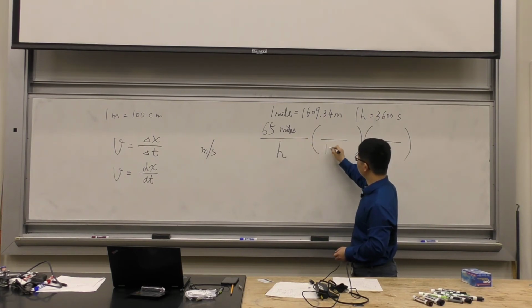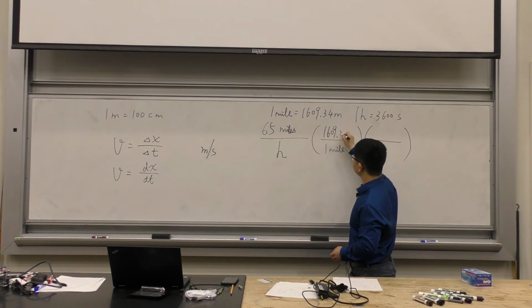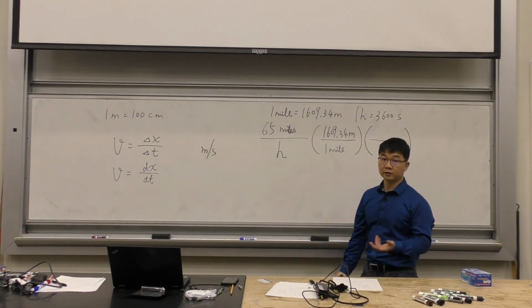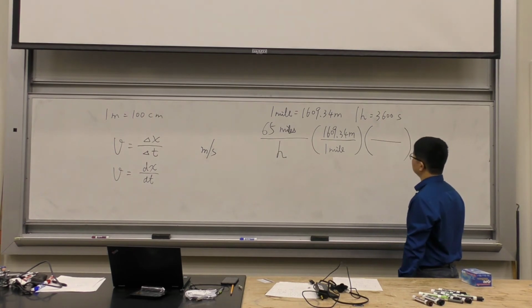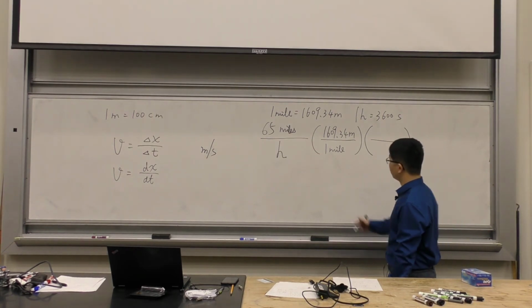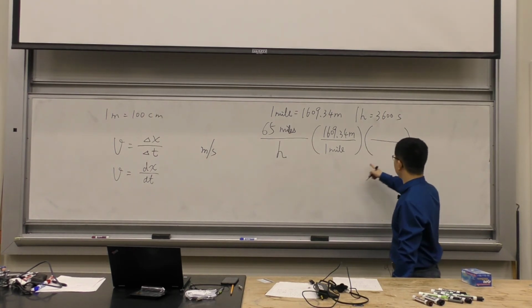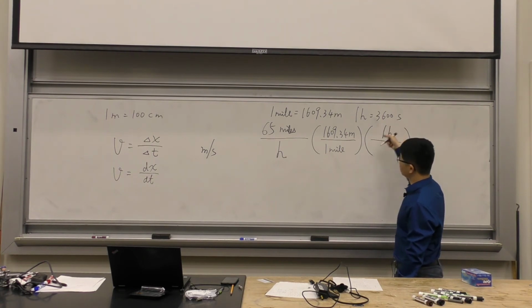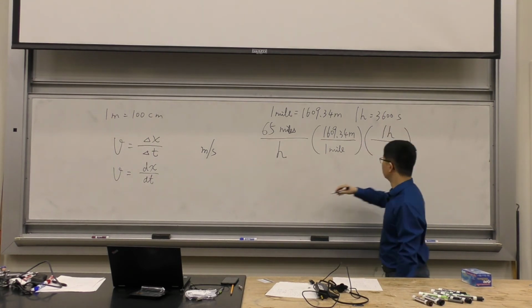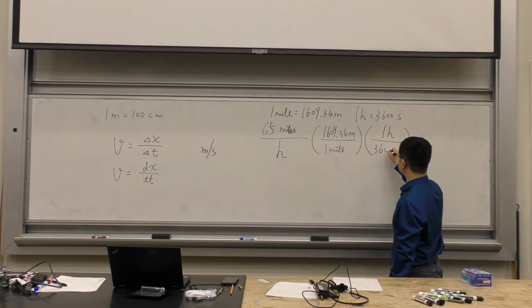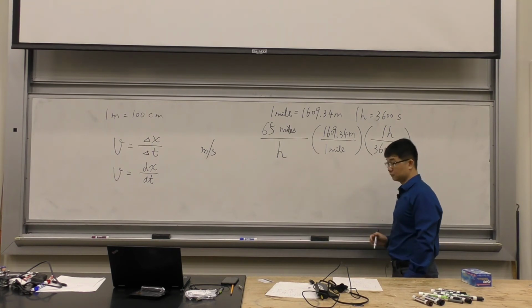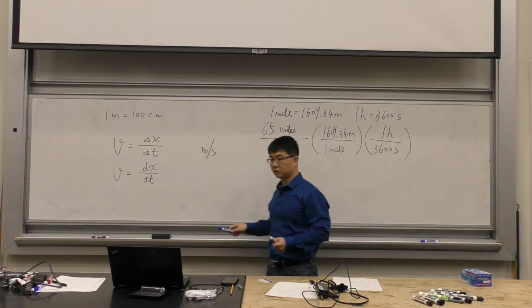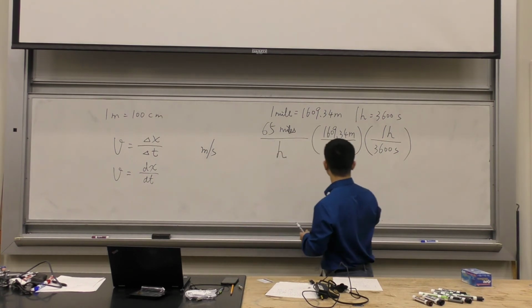So for example, if I want to convert miles first using this fraction, what do I do? I would put 1 mile down here, right? Then 1609.34 meters becomes the numerator. Now hours and seconds, I want to cancel hours, right? So I would have to put 1 hour at the top, so it's going to cancel these hours here. Then I will have 3600 seconds down here, right?